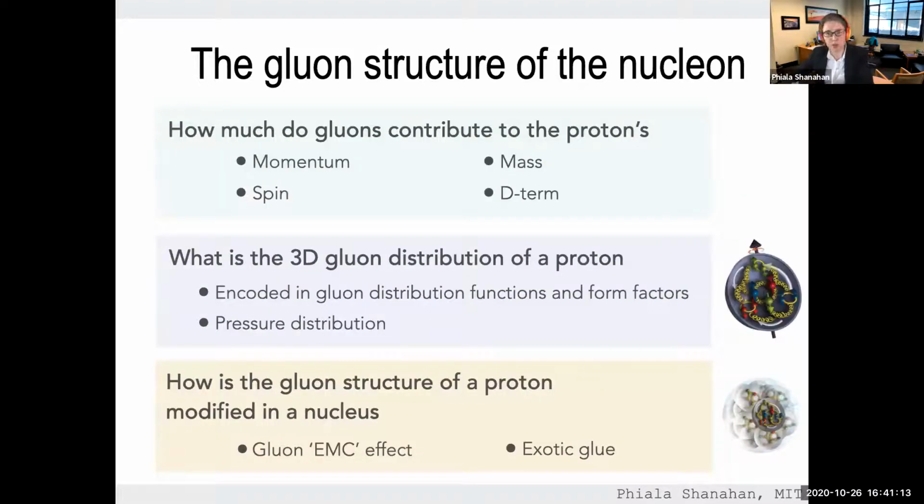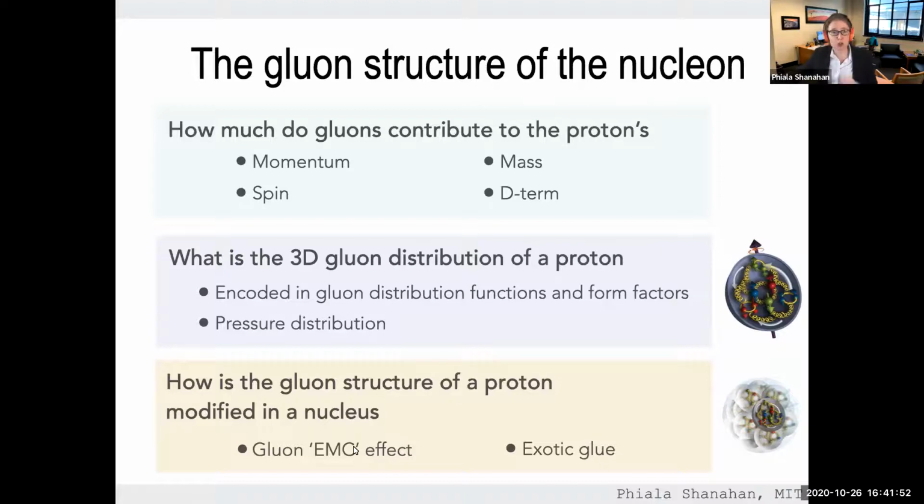To give you an idea of what I mean by aspects of the gluon structure, we won't get to talk about very many of these today just because of time. But from the simple static questions, how much do gluons contribute to the momentum, to the spin, to the mass, to something called the D term of the proton, through the more three-dimensional questions, which are encoded in things like the parton distribution functions that we just saw and form factors. So what's the role of the gluon in the pressure distribution of the proton, in the three-dimensional distributions?